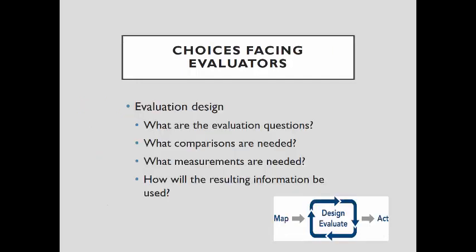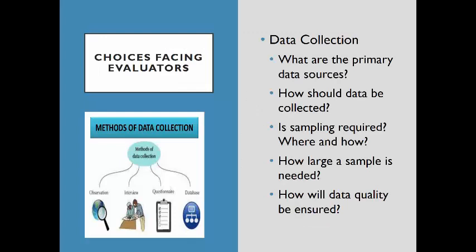So some of the choices that you face as an evaluator are in terms of your design. So again, we get back to what are the evaluation questions? What are the comparisons that are needed? So do we have to have a control group? And you're going to be reading about this in your readings a little bit. What are the measurements that we're going to need? And we'll talk about this a little bit more when we talk about design. And how is the information from this going to be used? So is this going to be used to improve the program, to chop funding to the program, to annihilate the program? So you want to know exactly when you go into this what the information is going to be used for.